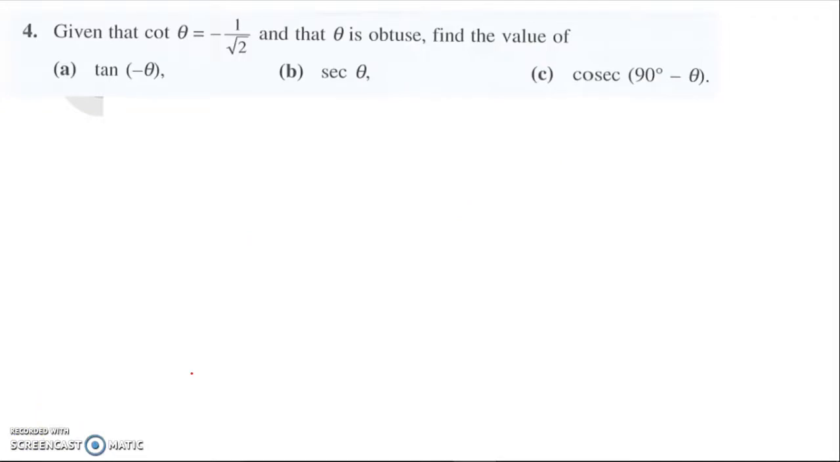Alright, number 4. Cotangent theta is equal to negative 1 over square root of 2. Theta is obtuse. So right off the bat, we know it's going to be in Q2. Okay?